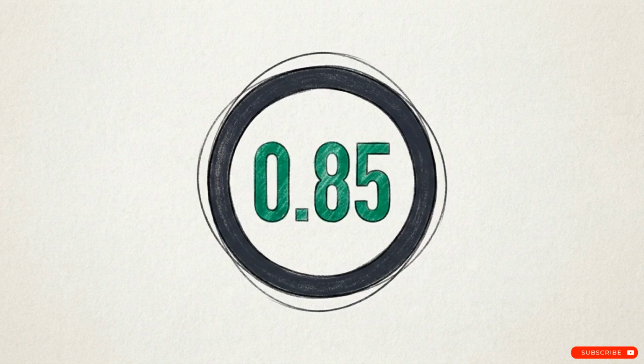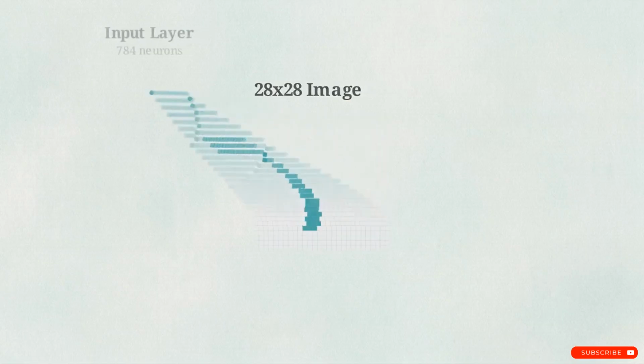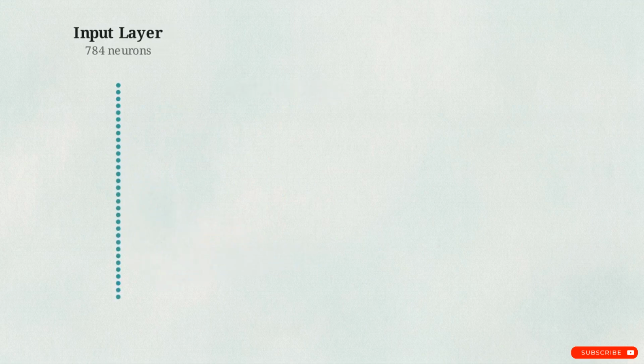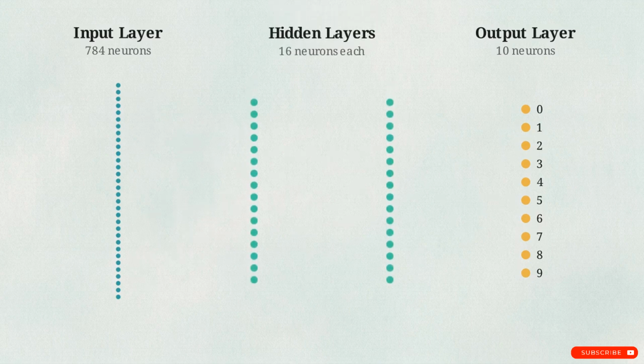In this context, a neuron is a container that holds a single number. This number is called its activation. It is always a value between 0 and 1, representing how lit up the neuron is. The 28 by 28 grid unrolls into a vertical input layer of 784 neurons. At the opposite end is the output layer, 10 neurons representing the final decision. Between them, we add 2 hidden layers, each containing 16 neurons.